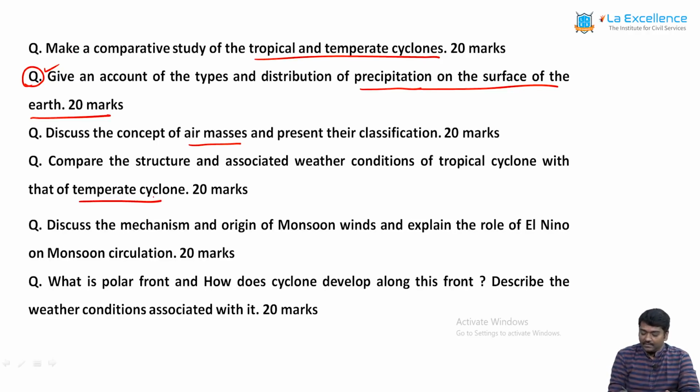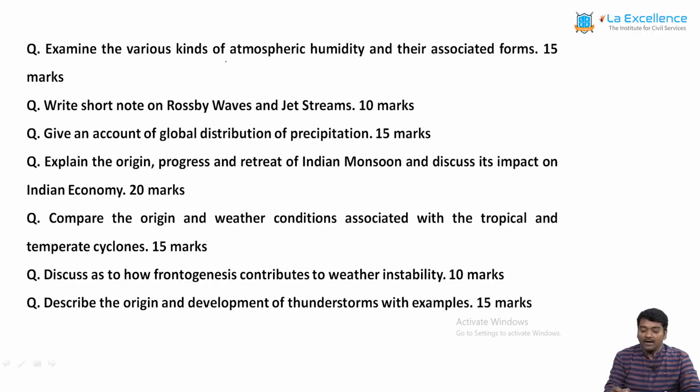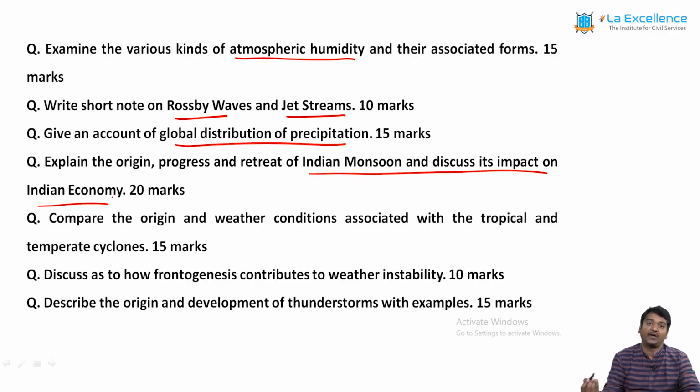Now again you see temperate cyclone, mechanism and origin of monsoon winds, and explain the role of El Nino. What is polar front? Why does cyclone develop along this front? Because of convergence. Examine the various kinds of atmospheric humidity and their associated forms. Rossby waves associated with jet streams. Give an account of global distribution of precipitation. Twice it has repeated. Progress and retreat of Indian monsoon and discuss its impact on Indian economy.